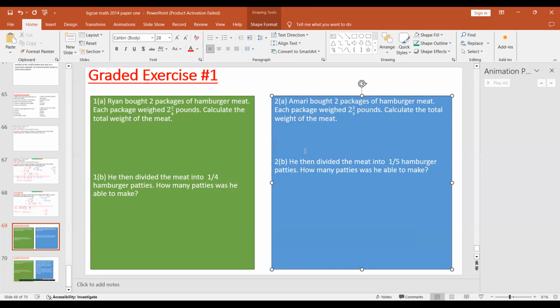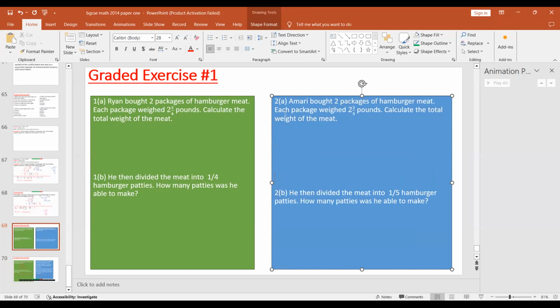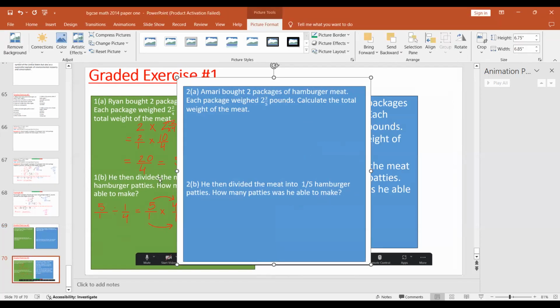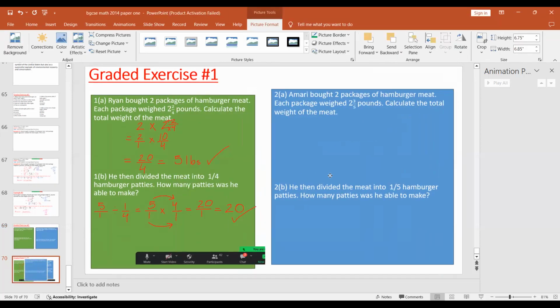By the way, if you finish with your work, take a picture of it and send it to me via WhatsApp so I could see your work. Make sure that you are actually doing work in my class. All right. Let's go ahead and do this one.